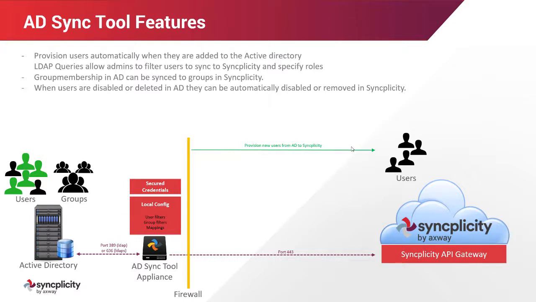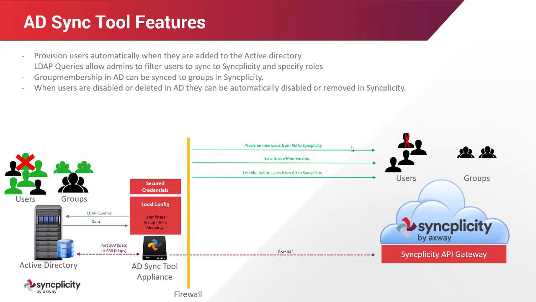Not only do we sync users, we also run a query to the Active Directory to fetch the groups that you want to synchronize between Active Directory and Syncplicity. And lastly, we also can disable a user when he's disabled in Active Directory. Again, in the next batch, based on that query, we will disable that user in Syncplicity.